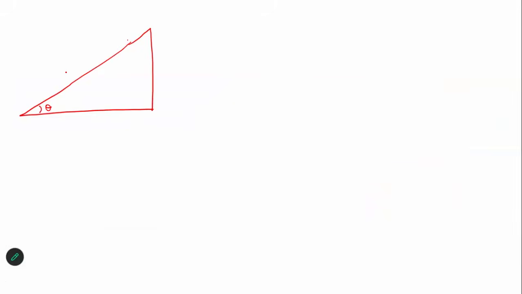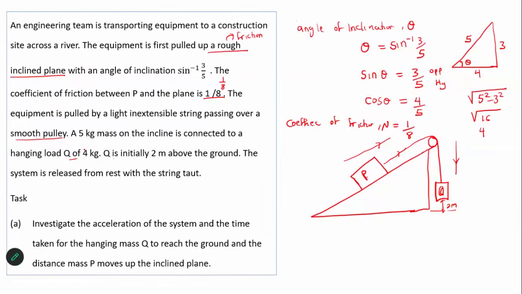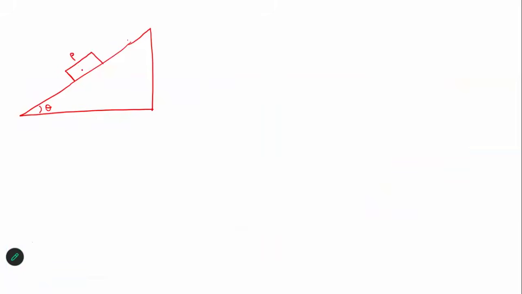On the top here, we have our load. This is our load P. And when you look at the question, you'll notice that a 5 kilogram mass on the incline is connected to a hanging load Q of 4. So meaning that this one is 5 kilograms. Then up here, you have a pulley.